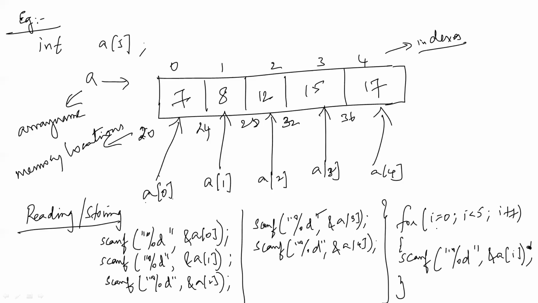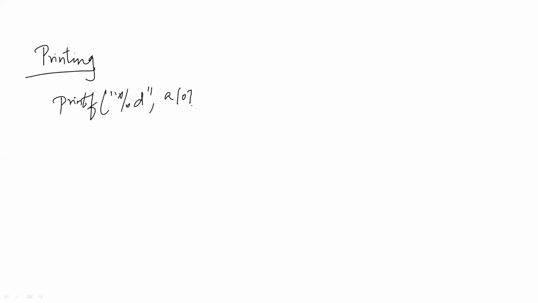So I equal to 0, I less than 5, I plus plus. This is what is going to happen. Now, if I want to print, so what will I do for printing? Very, very simple. The change will be like this. printf("%d", A[0]). That's it.